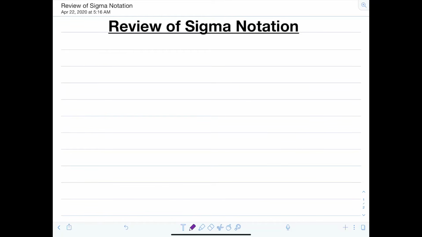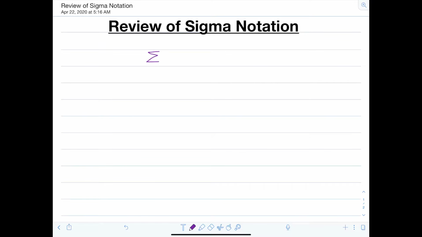All right, in this video, we're going to review sigma notation, also called summation notation, and it's just going to be a brief overview geared towards the calculus student. All right, so a convenient way of writing sums uses the Greek letter capital sigma, which looks like this. That's capital sigma. And this is called sigma notation.